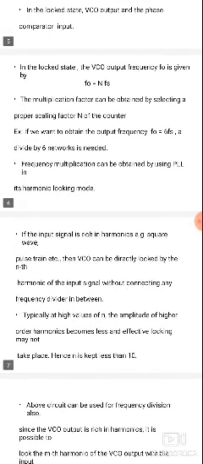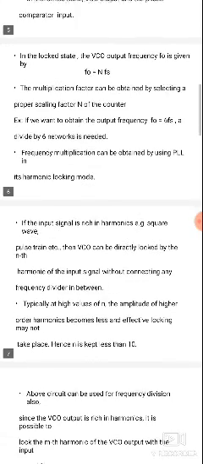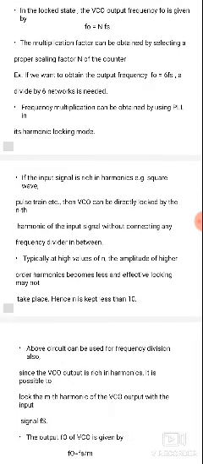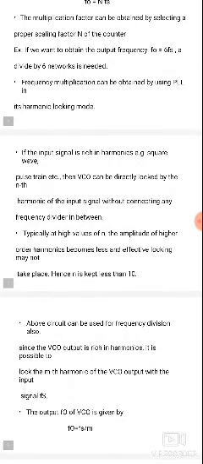The frequency multiplication can be obtained by using a PLL in a harmonic locking mode. The frequency multiplication output can be obtained in a locking range only. Harmonic is nothing but multiple locking range. If the input signal is rich in harmonics, for example a square wave or pulse train, then the VCO can be directly locked by the nth harmonic of the input signal without connecting any frequency divider in between, that is, without the N network divider.